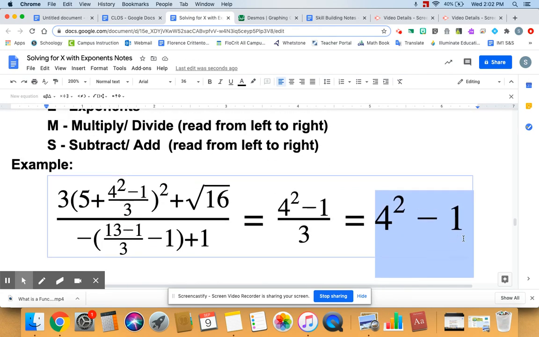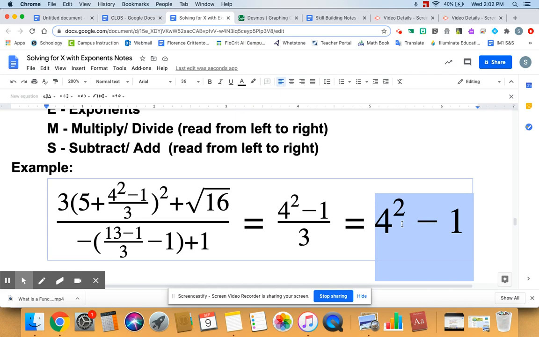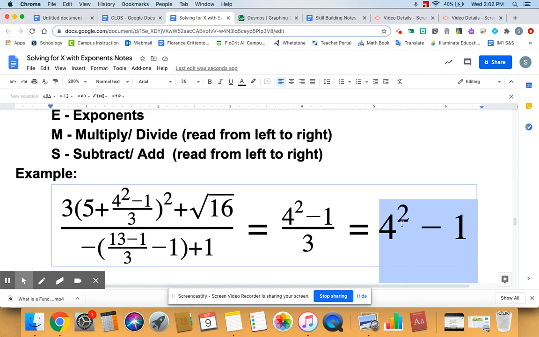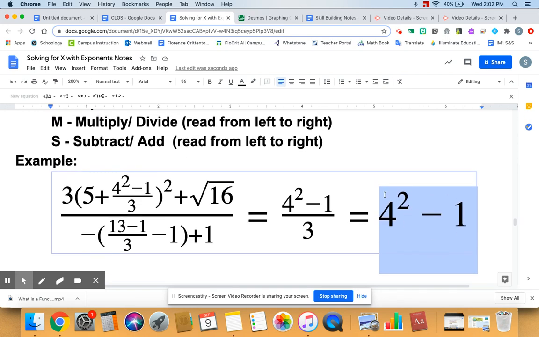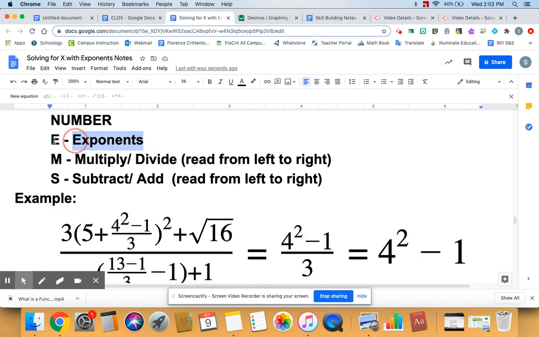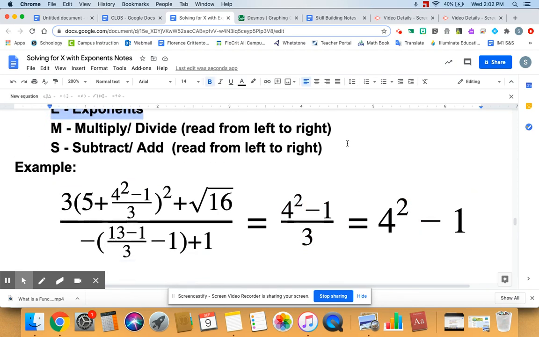So the first one's grouping. Is there any grouping in this? No, I don't see any parentheses. I don't see any roots. I don't see any fractions. This is my very first grouping that I must deal with, is just the top right here. So next is exponents. The next strongest thing is any exponents.